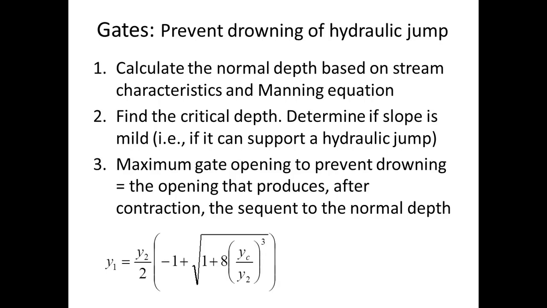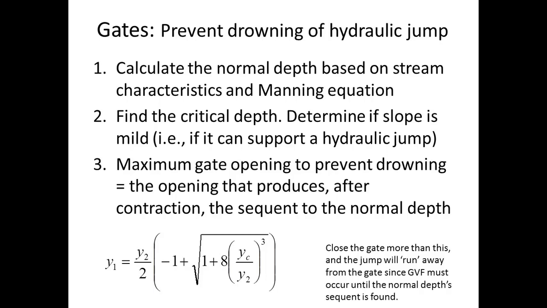So here's the equation we use for calculating the sequent depth in a hydraulic jump. And what we're saying is that Y1 is going to be the depth after contraction. So we're going to open the gate only as much as the water after it contracts will be equal to Y1, where Y2 is the normal depth downstream. So if we have Y2 as the normal depth, the critical depth we've calculated in step 2, and we want to find out what is the depth after contraction that's going to cause that perfect hydraulic jump, where the tailwater curve and the hydraulic jump curve overlap.